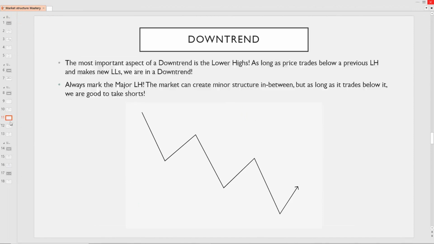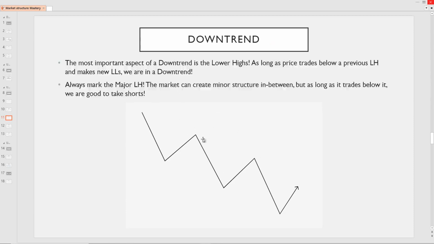Exactly the same, but flipped. The most important aspect of a downtrend is the lower highs. All right, the lower highs, which should always be lower than the previous lower high. And this is what makes it a lower high, right? As long as the price trades below a previous lower high and makes new lower lows, we are in a downtrend. Always mark the major lower highs.